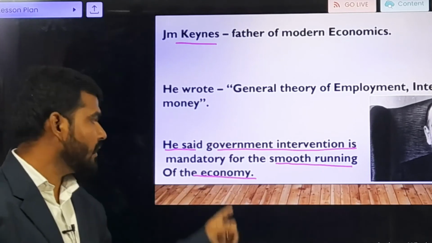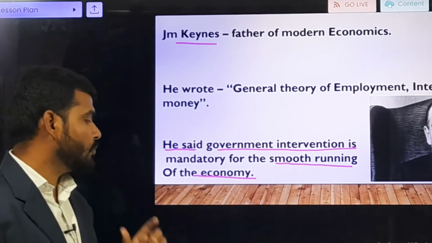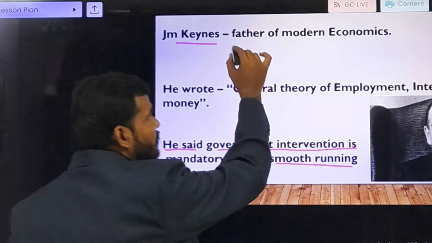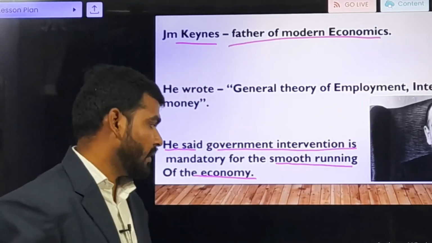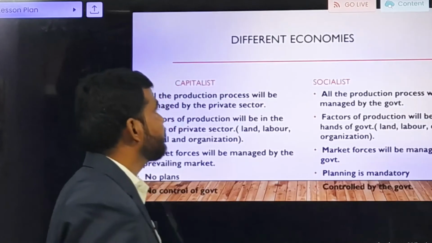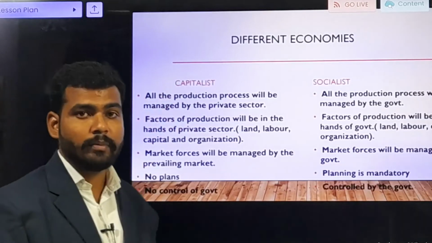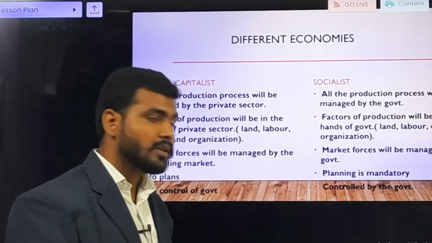Now he is saying that government should intervene in the smooth running of the economy. He is called the father of modern economics. He wrote General Theory of Employment, Interest and Money. Right. Let us look at the next slide. See, we need to talk about different economies. Before talking about different economies, I'll tell you a thing.